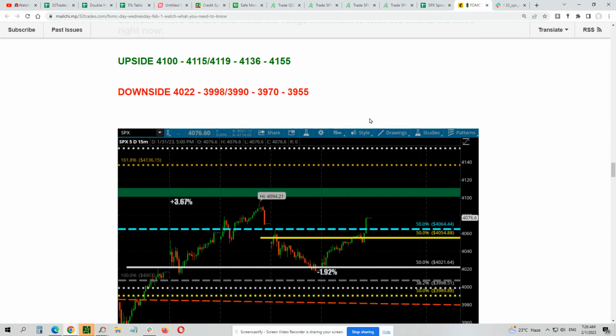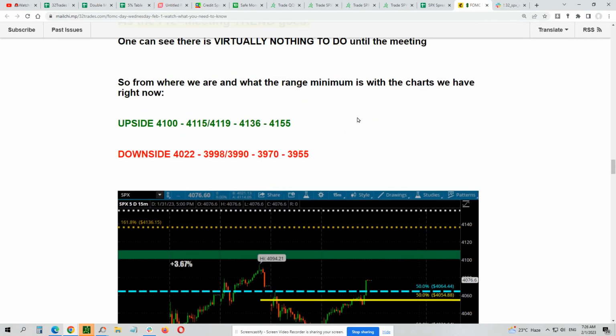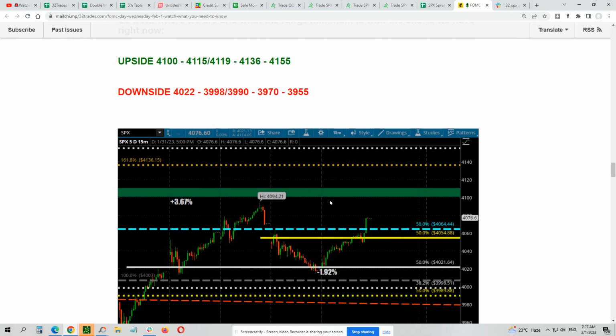So again, for me, my upside pivots are that obvious 4,100 level. You've got 41.15, 41.19, which fills that gap. 41.36 and that 41.55, 41.55 being your 50% retracement from the drop.